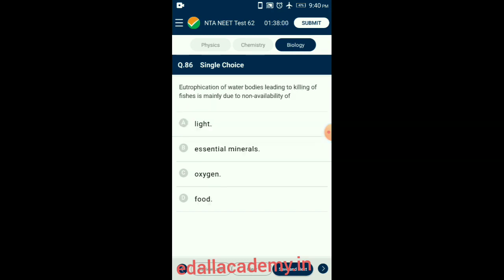Question number 86. Eutrophication of water bodies leading to killing of fishes is mainly due to non-availability of. During eutrophication of water bodies, BOD level increases due to rapid growth of microbes. So the answer is option C, oxygen.